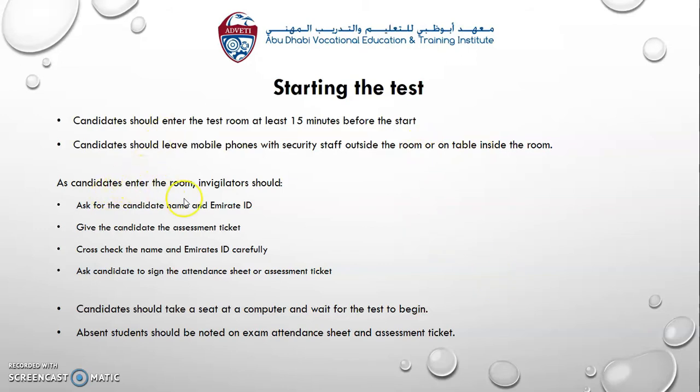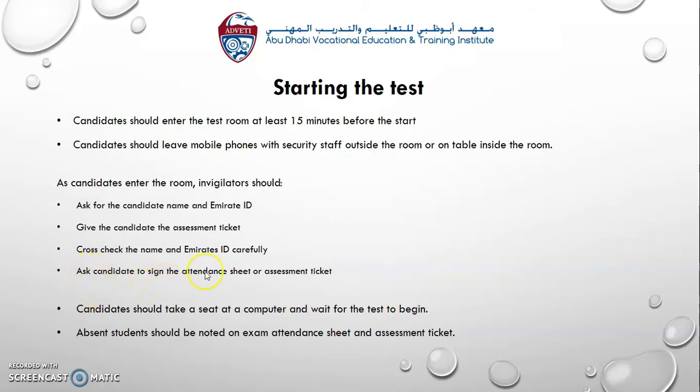As the candidates enter the room, invigilators should ask for the candidate name and their Emirates ID, give them the assessment ticket, but cross-check the name and the Emirates ID carefully with the assessment ticket. Sometimes you might get students with very similar names, like a Fatima or a Mohammed name would often have similar names, and make sure you give them the correct assessment ticket. The Emirates ID will help with this.